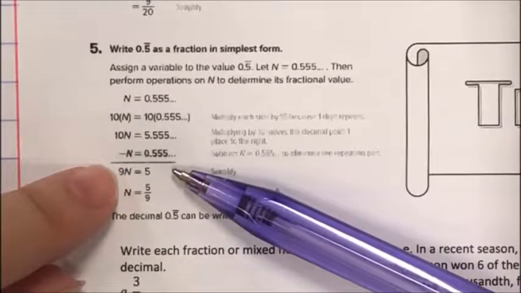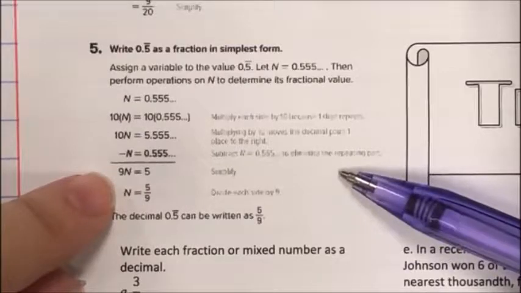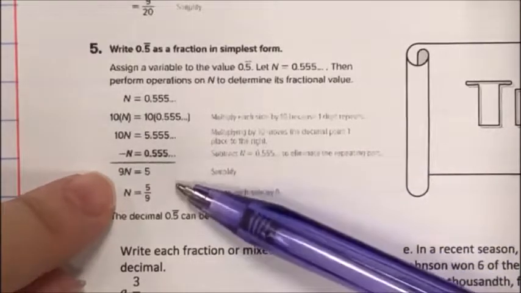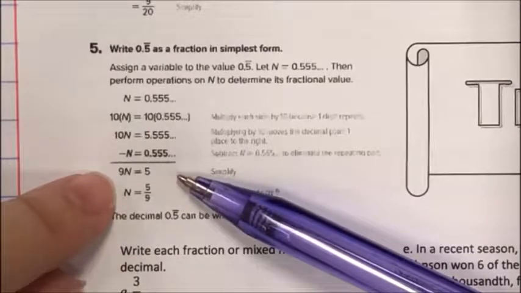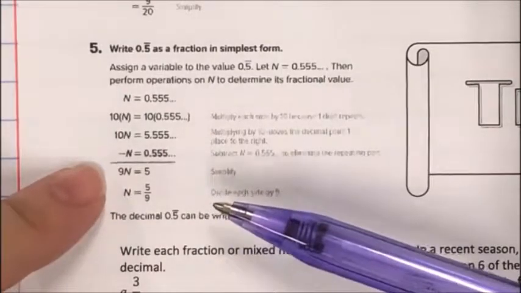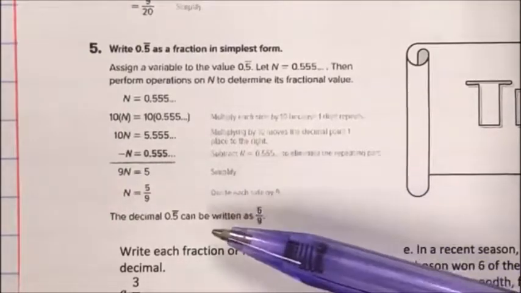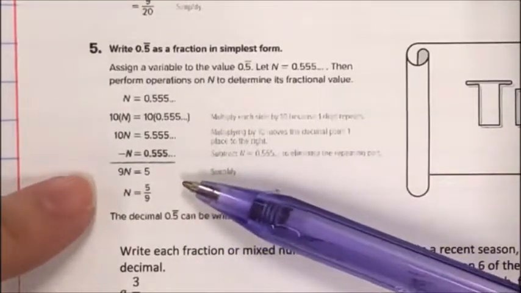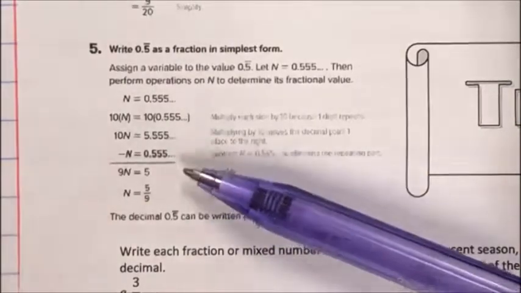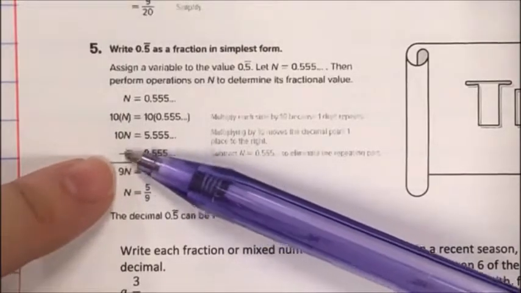Then I subtract n equals 0.55 repeating to eliminate the repeating part. So basically I subtract 1n, right? So I'm left with 9n equals 5. So I took 10n and I subtracted 1n from it. Remember, there's an imaginary 1 here.